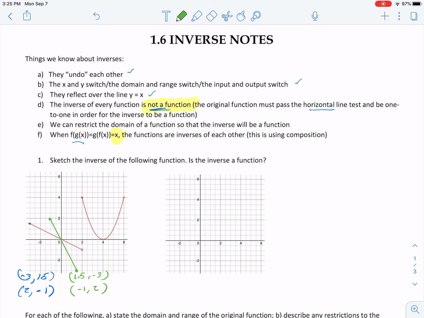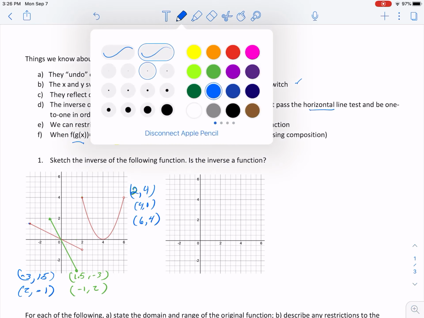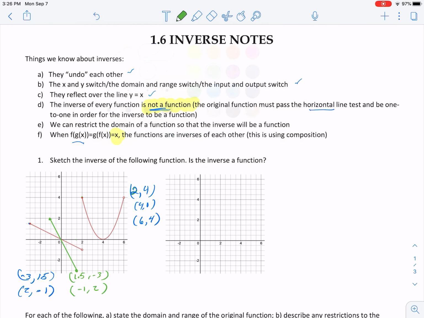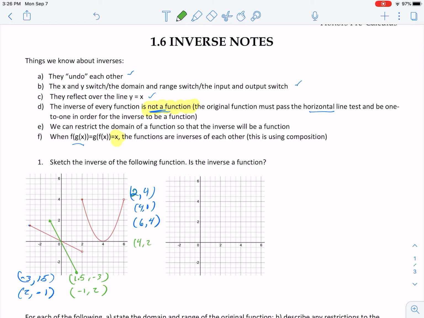Okay? This one, that point is, we gotta go back to blue, sorry, is 2, 4. I have 4, 0, and 6, 4. When I go to do the inverse, you have 4, 2, 0, 4, and 4, 6. So I'm going to do 0, 4 first, then I'm going to do 4, 2, and 4, 6, and I have a curve that's going like this.